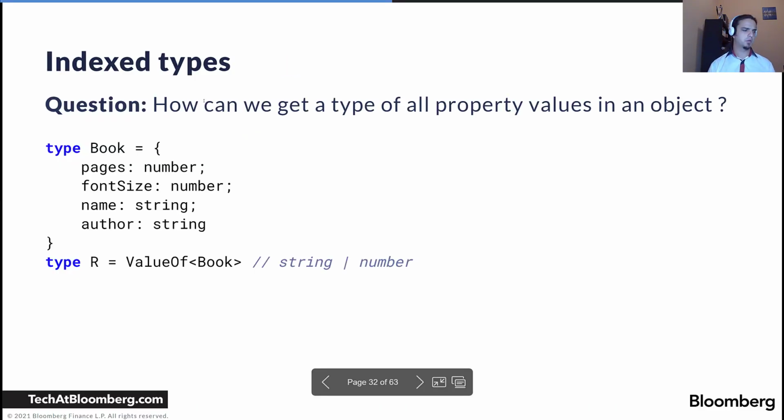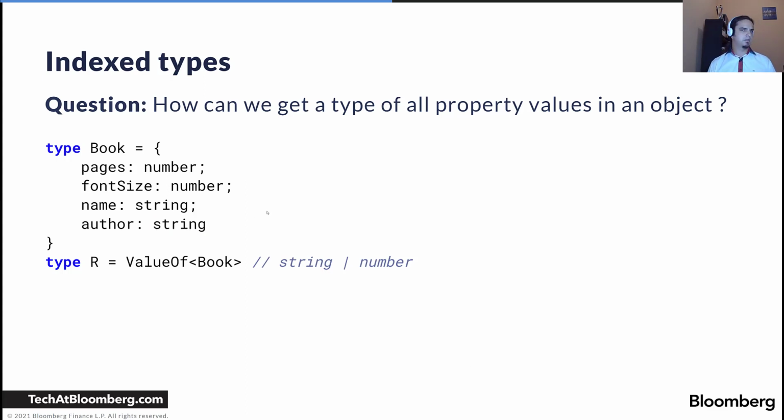Let's look at another question. If we already have a type, let's call it Book, how can we get the type that represents a union of all property types inside of that original type? So for example, we would like to define a type, let's call it ValueOf, and we would like this type to return, if we pass in Book, string or number, because those are the only types that are possible for the properties of the type Book.